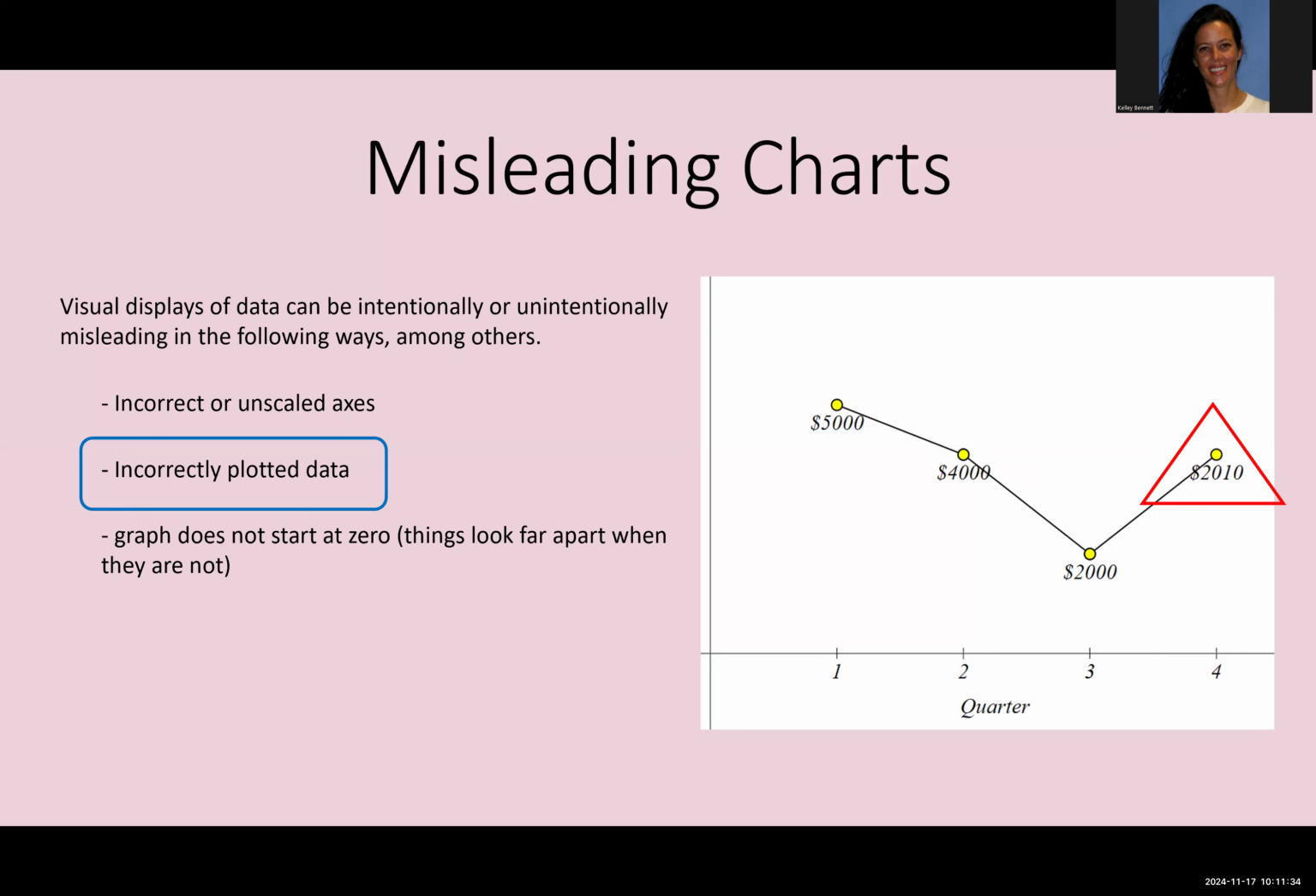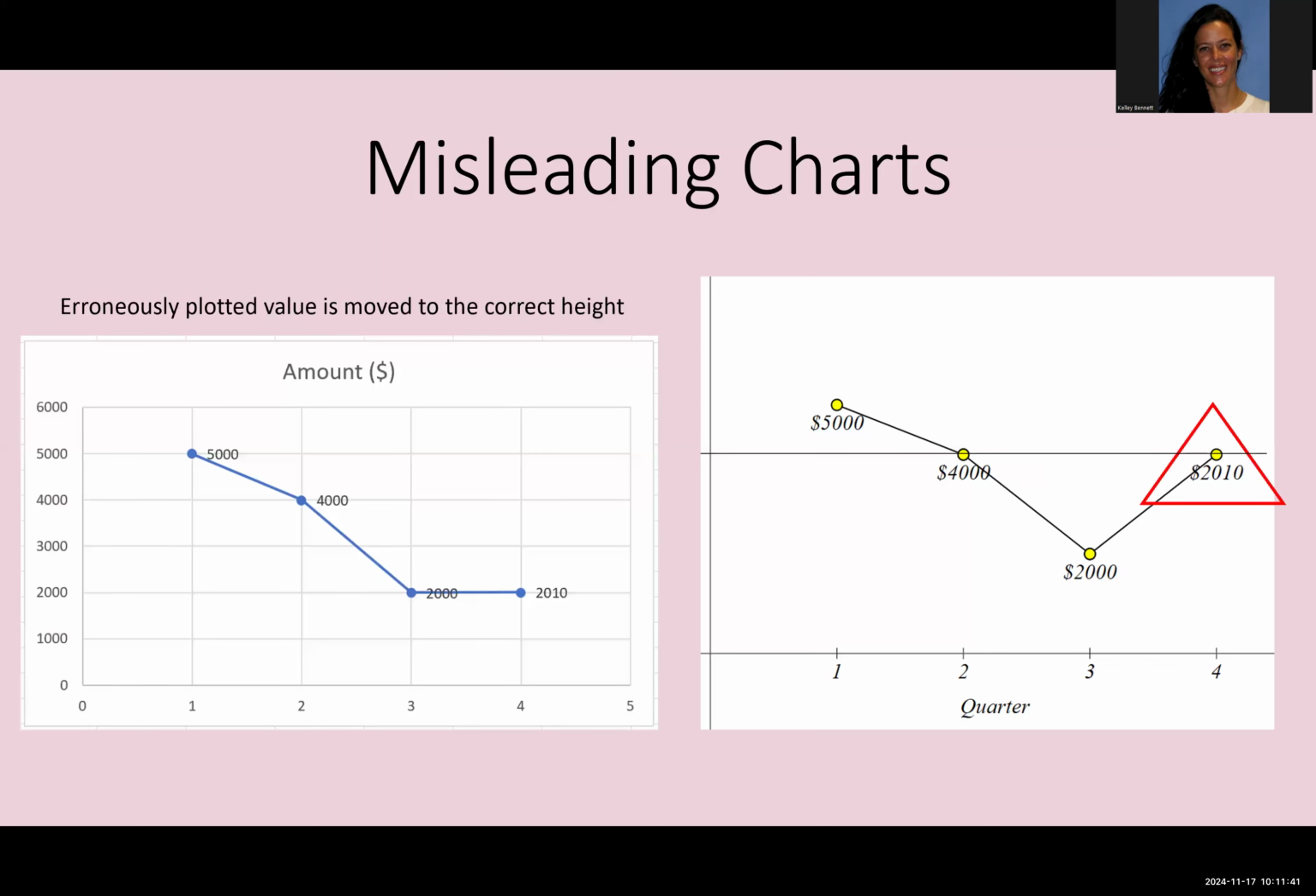Let's look at what a corrected graph would show us. So here we would show that actually in the fourth quarter, we didn't see much growth because there's really not that much difference between $2,000 and $2,010.